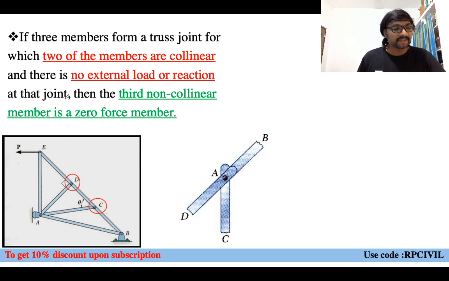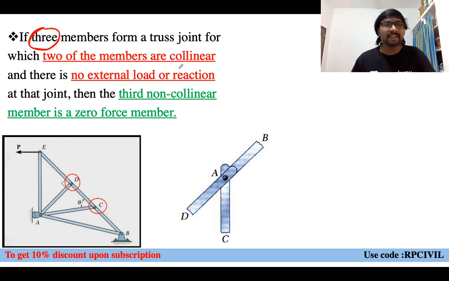what is the second case of identifying? If three members are there here, the second case is what? Three members are meeting there. Three members form a truss joint for which two of the members are collinear, right? Two of the members are which one? Collinear, right? Two members are collinear means third member is non-collinear only or not? The name itself is telling that. The statement itself is telling that two of them are only collinear, third one is non-collinear.